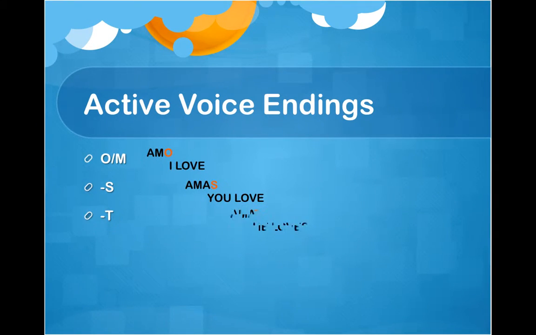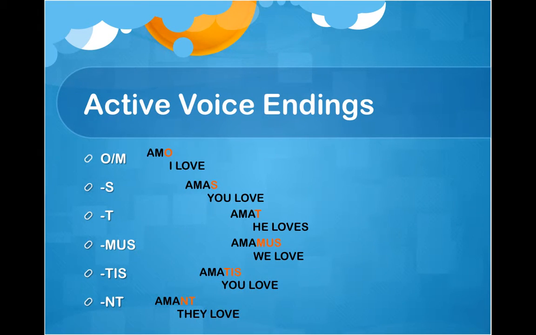Perhaps you remember the active voice endings from Latin 1. O, M, S, T, MUS, TIS, NT, present tense. Forever will we remember present tense. We learned these endings in Latin 1 when we first started to learn about Latin verbs. And we learned that these endings tell us what the subject of the verb is, I, you, he, we, you, or they, and also that when a verb has only those endings, it is in the present tense.